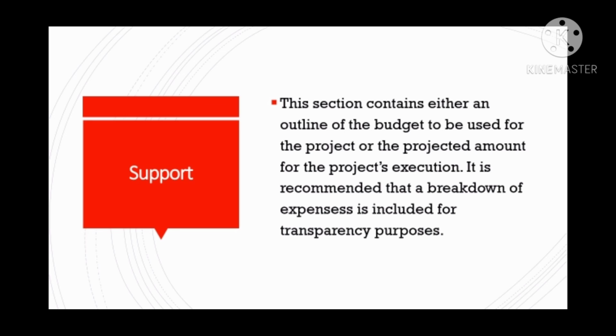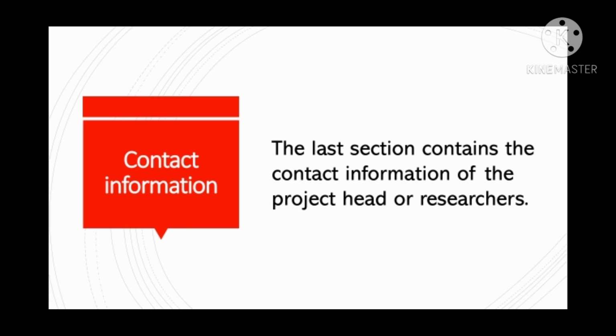Next is the support. This section contains either an outline of the budget to be used for the project or the projected amount for the project's execution. It is recommended that a breakdown of expenses is included for transparency purposes. And lastly is the contact information. The last section contains the contact information of the project head or researchers.